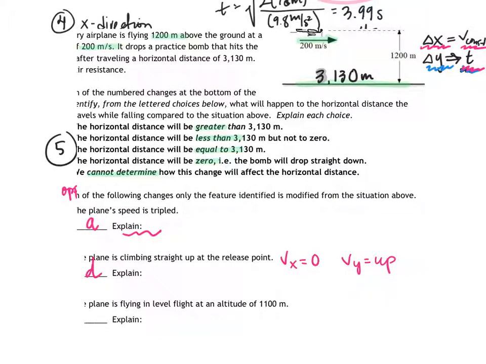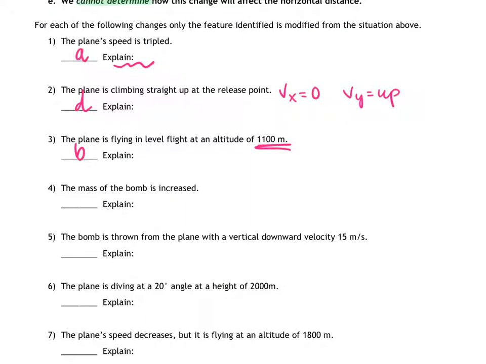will be 0. If the plane is flying in level flight at a lower altitude, 1,100 meters instead of 1,200, well, I know that less height means less time. Less time at constant velocity means less distance. So this one is going to be less than what the test distance was. All right, number 4, the mass of the bomb is increased.